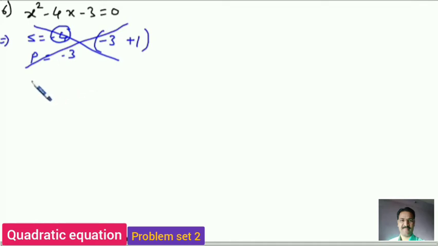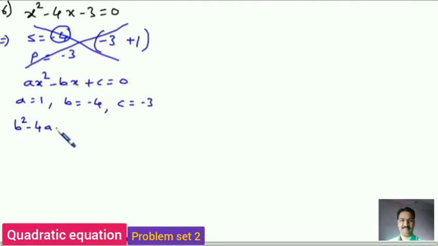That is ax square minus bx plus c is equal to 0. So by comparing, a is equal to 1, b is equal to minus 4 and c is equal to minus 3. So try to find the value of b square minus 4ac as usual. That is minus 4 square minus 4 into a for 1 and c for minus 3. That means here it is 16 minus minus plus 4 ones are 4, 4 threes are 12. Here it is what? 28.